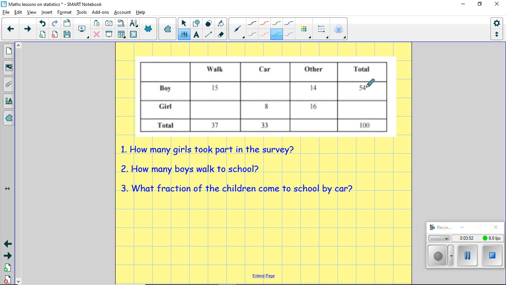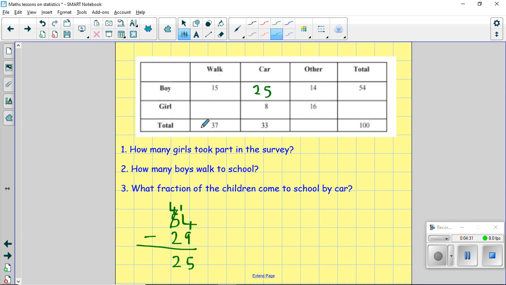So if there's 54 boys asked all together, 15 walk and 14 come by another way. Well, I know 15 and 14 is 29, so I can do 54, take away 29, and that should give me how many came by car. So 4 take away 9 would be a negative, so I'm going to take a 10 from there. Now I've got 14, take away 9 is 5, and I've got 5 take away 2 is 3, so that's 25 boys come by car, and you can just add them up and check it equals 54.